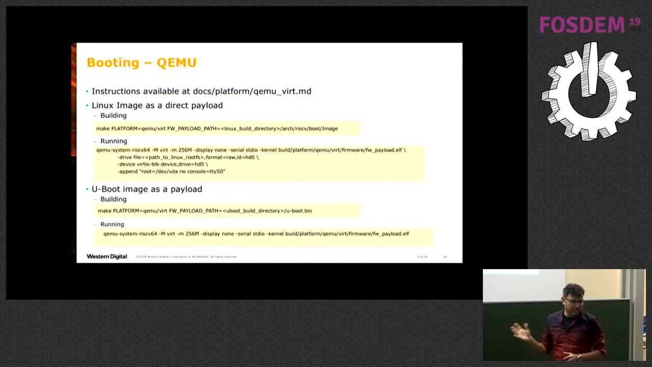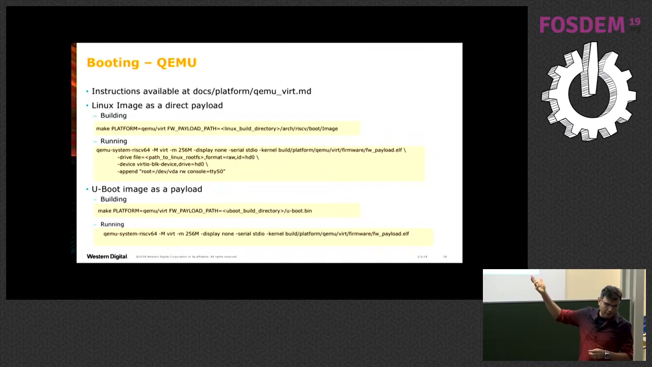So this is just a quick instruction overview. The detailed instructions, everything, is available in the docs for each platform. This is just a quick way to show you how to build and generate the binaries. It basically takes two arguments. One is the platform, so you say whether it's a QEMU or SiFive platform, and the next is whether you want to give a payload path or a jump address.